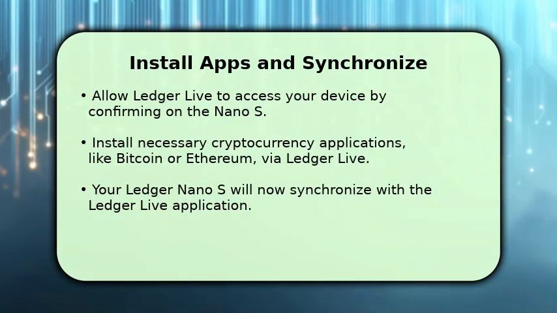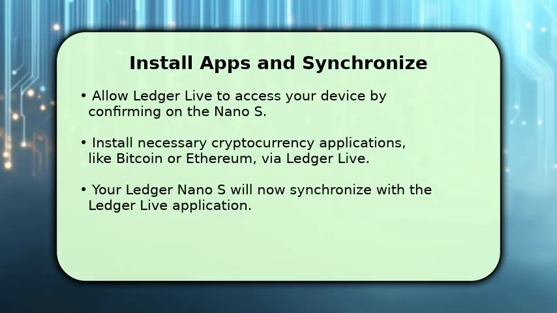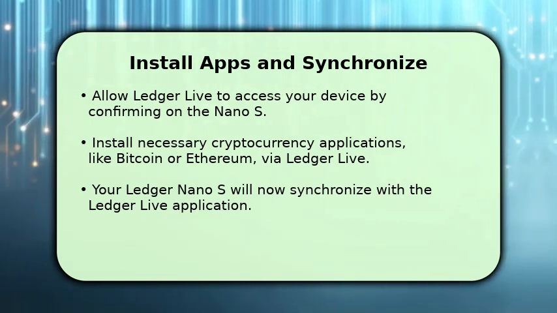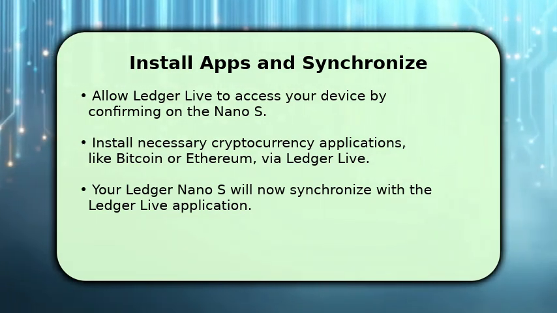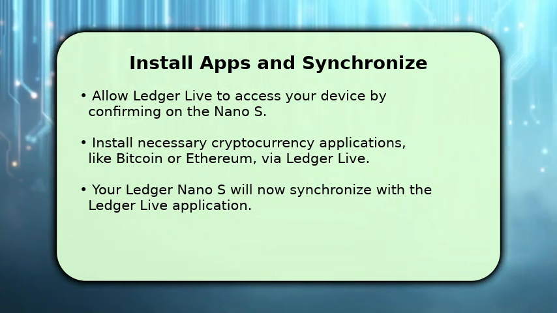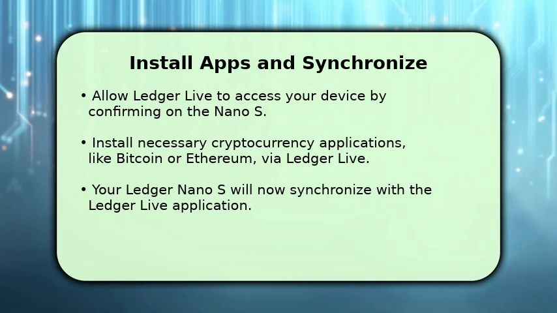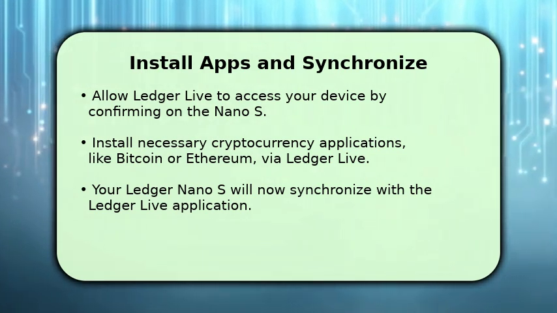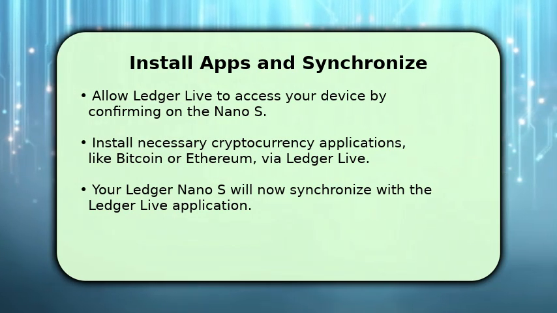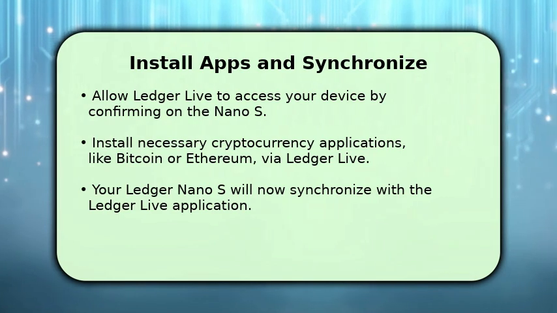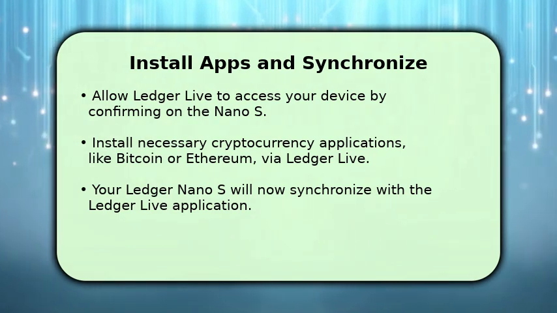Once in the Manager, Ledger Live will prompt you to allow access to your device. Confirm this action directly on your Ledger Nano S. Next, you can install the cryptocurrency applications you need, such as Bitcoin or Ethereum, directly through Ledger Live. The application will then automatically synchronize with your Ledger Nano S, displaying your accounts and balances. This step is crucial for managing your assets.